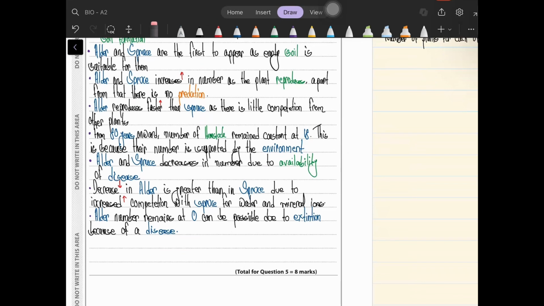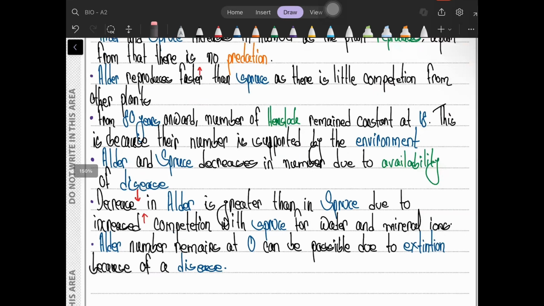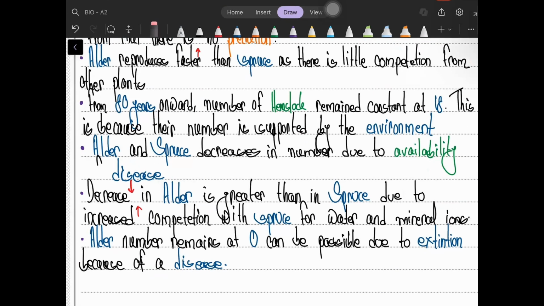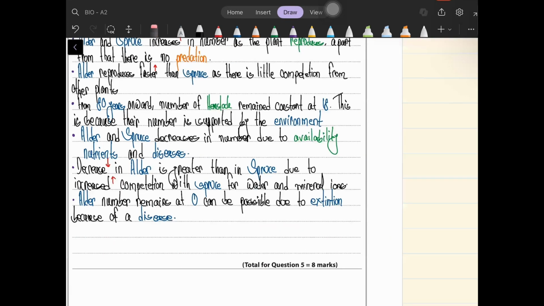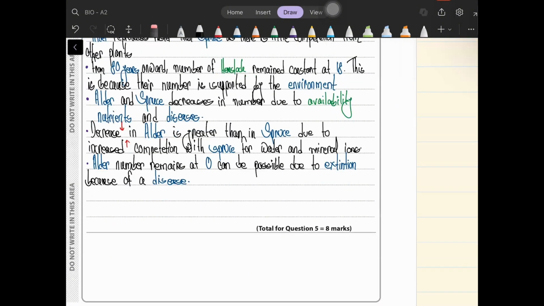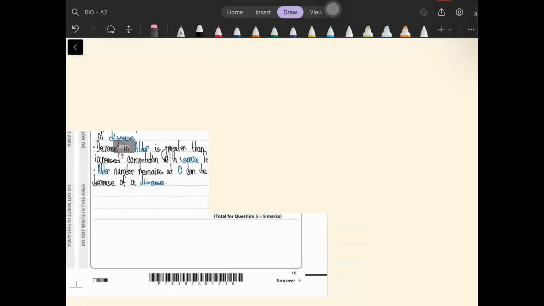Alders and spruce decrease in numbers due to availability of nutrients and diseases, right? And then the decrease in alder is greater than in spruce due to increased competition with spruce for water and mineral ions. And alders remain at zero, and that could possibly be due to an extinction because of a disease. So I've written that.